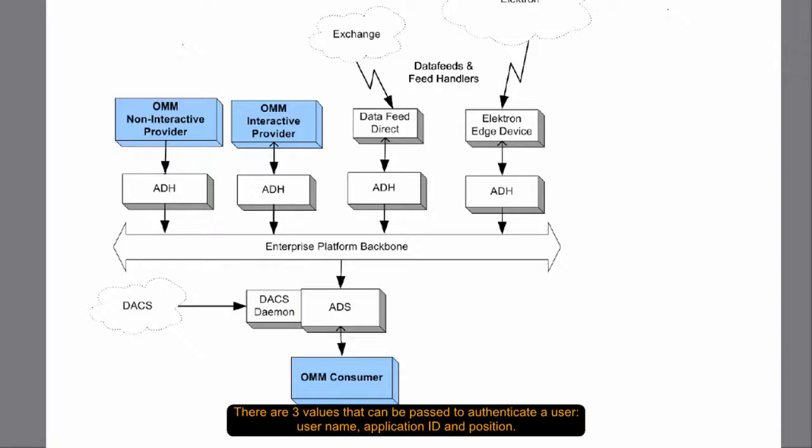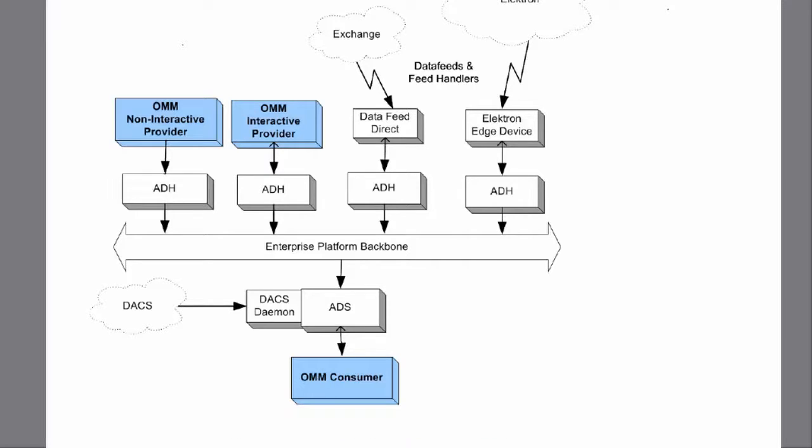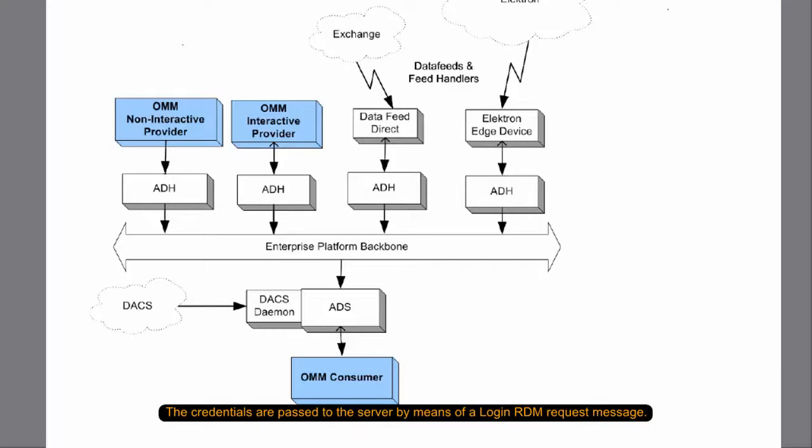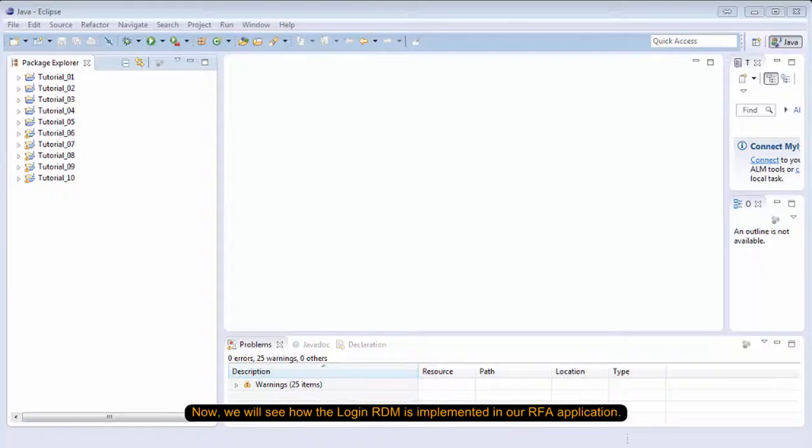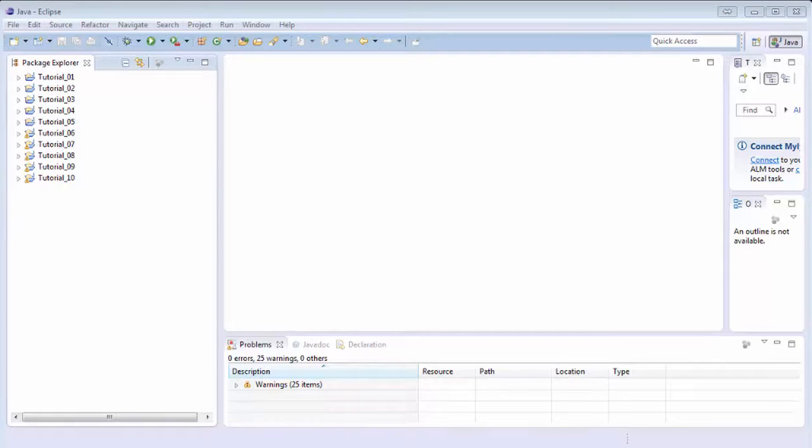There are three values that can be passed to authenticate a user. They are username, application ID, and position. The credentials are passed to the server by means of a login RDM request message. Now we will see how the login RDM is implemented in our RFA application.